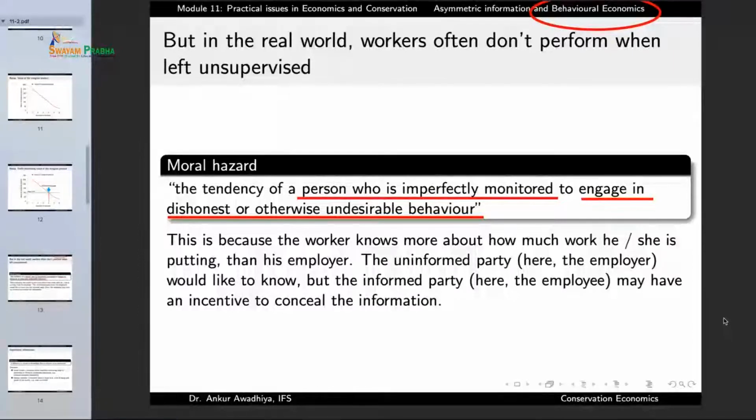This is because the worker knows more about how much work he or she is putting in than his employer, which means that if the worker was to put up an effort and bring out 50 items of product per hour, and if the worker is not doing that, if the worker is wasting away his time, in that case, if the monitoring is not perfect or the monitoring is inadequate, then the employer would not know by how much amount the worker has shrugged in his responsibility.